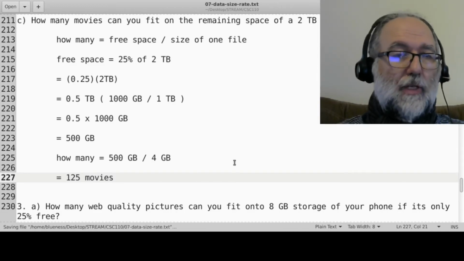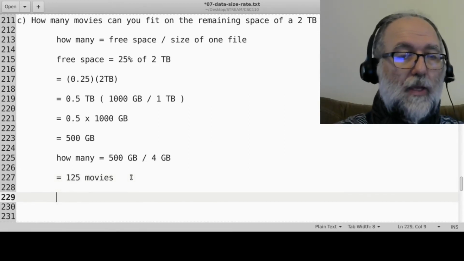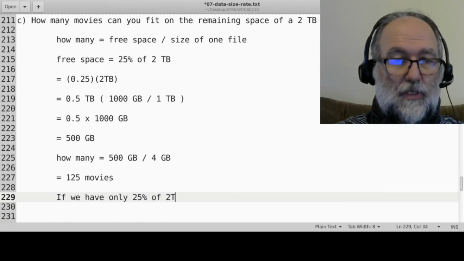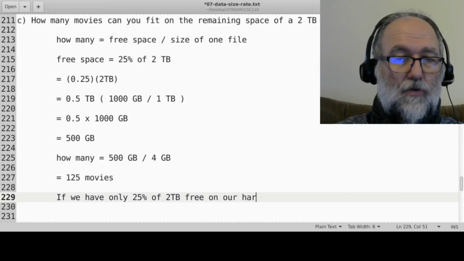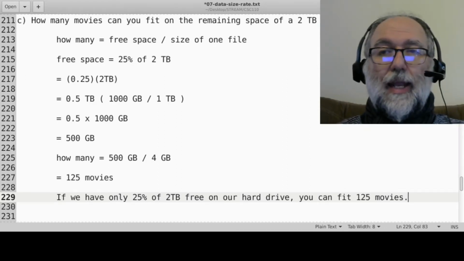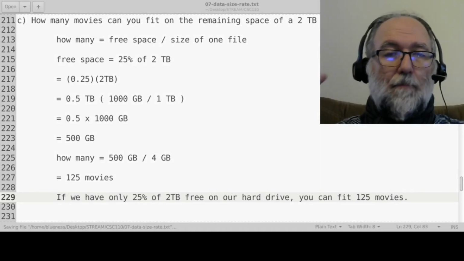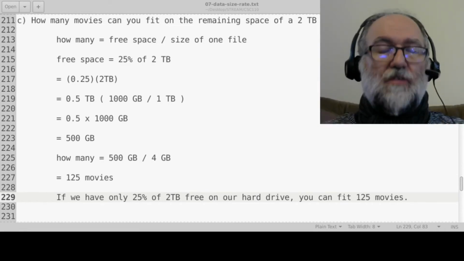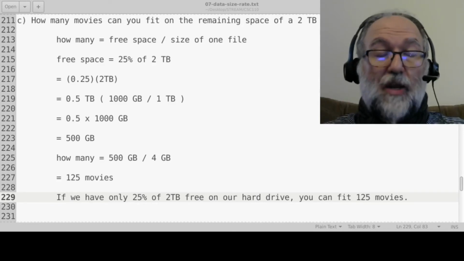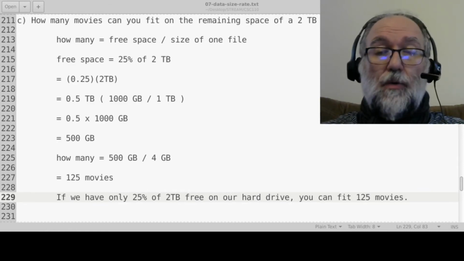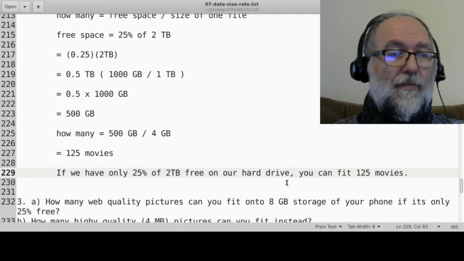Okay, so let's write that in English. So if we have only 25% of 2 terabytes free on our hard drive, you can fit 125 movies. All right, and again, this is more realistic because what's going on there is you've got other stuff on your hard drive, and so you only have 1/4 of it free, and you could fill it with 125 movies. 125 movies, or 2-hour lectures, however you want to think about this, that's quite a bit. Okay, so that answers that question.